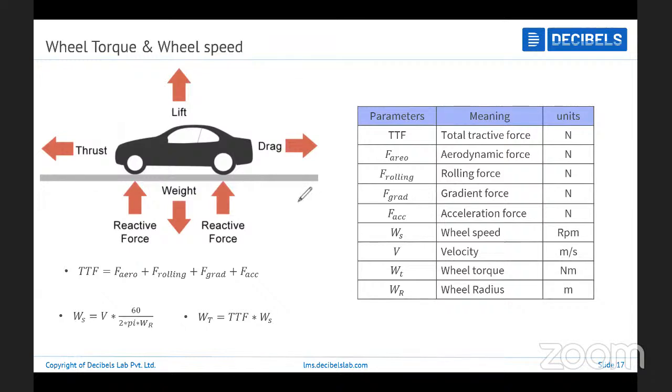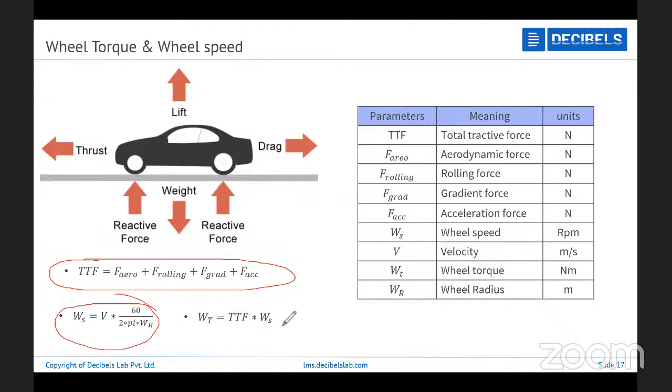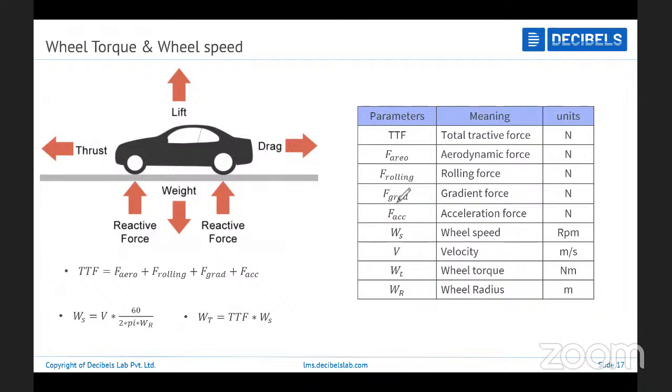Once we get to know the total tractive force, we'll be estimating wheel speed and wheel torque. So this should be WR, that is wheel radius, and this is wheel speed. Here we are just using the basic engineering equation: force into displacement, that is, the term in meters, we can get the Newton meter.